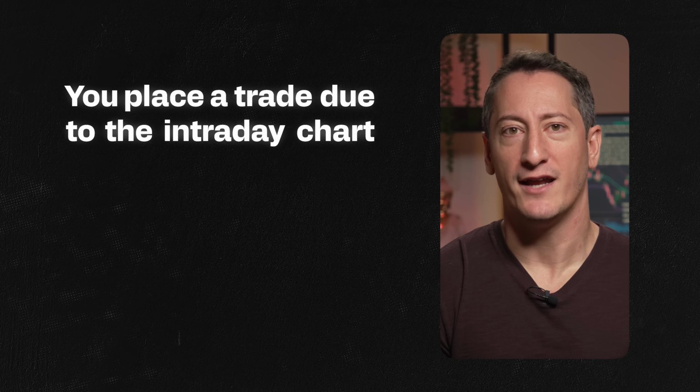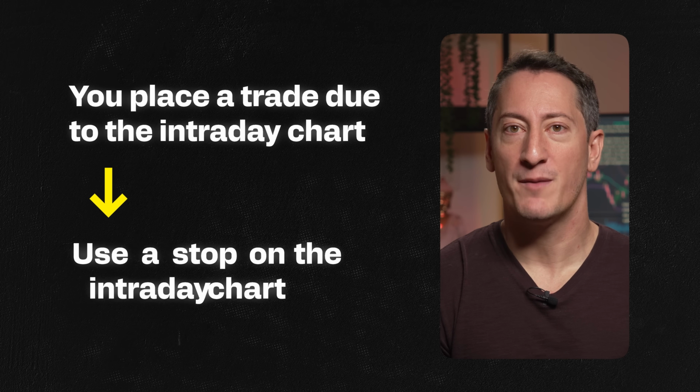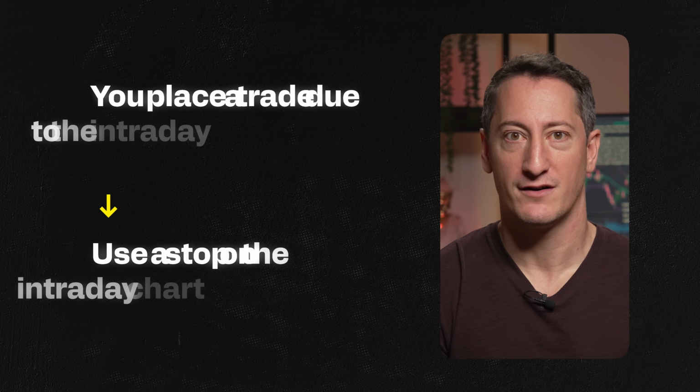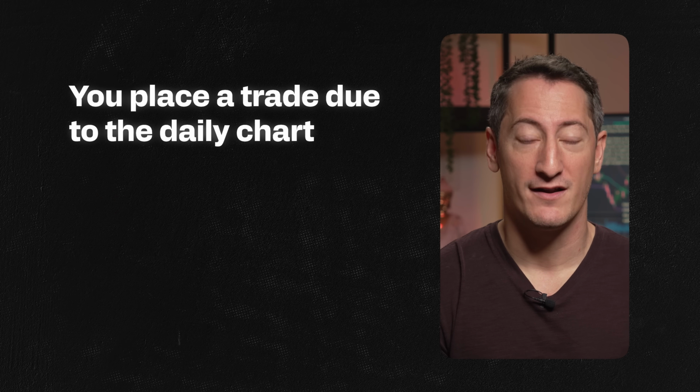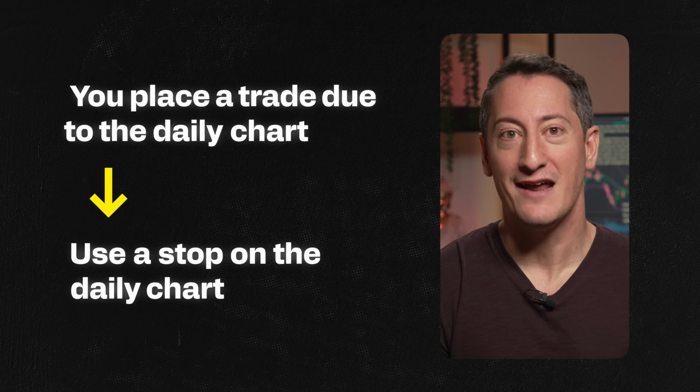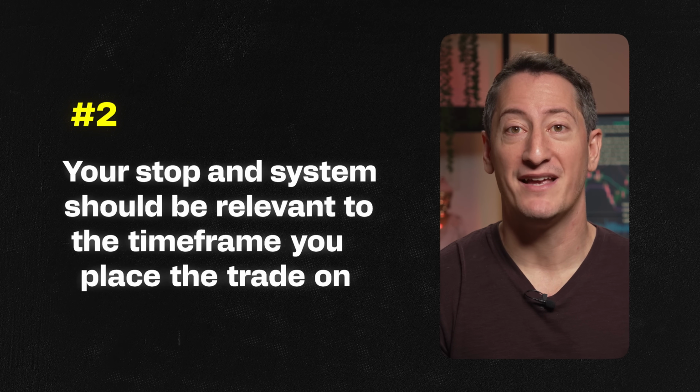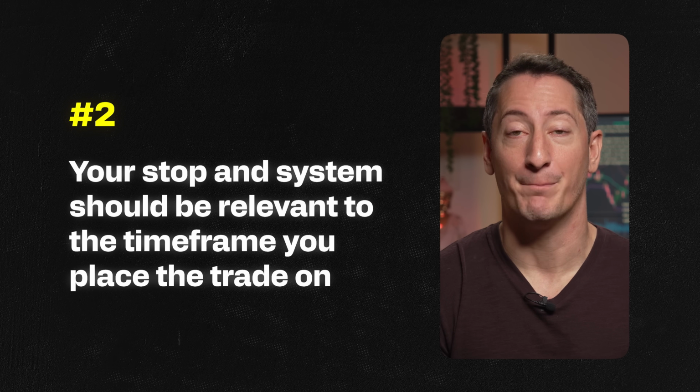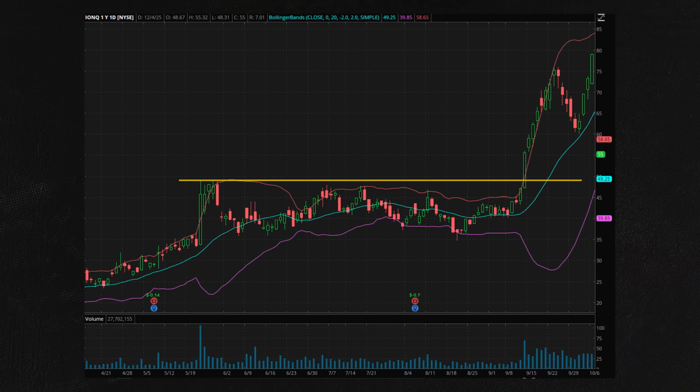My second huge tip that I learned as I expanded my playbook to incorporate swing trading: if you place a trade due to the intraday chart, you often want to be using a stop on the intraday chart. If you place a trade due to the daily chart, you often want to be using a stop on the daily chart. In other words, I want my stop and system to be relevant to the time frame I'm placing the trade on. For example, take this breakout in IonQ above $50 or so.